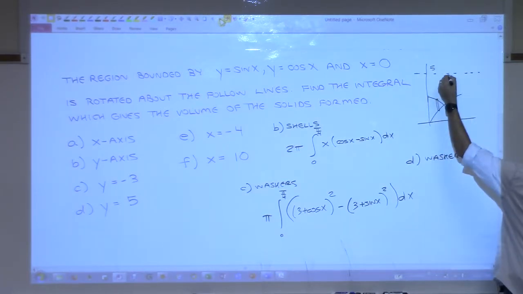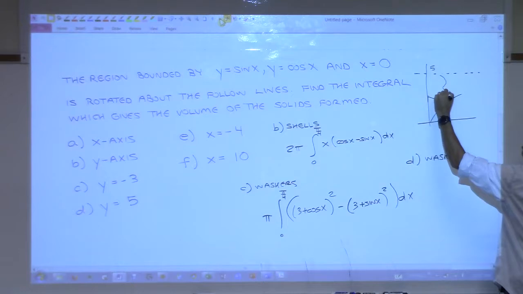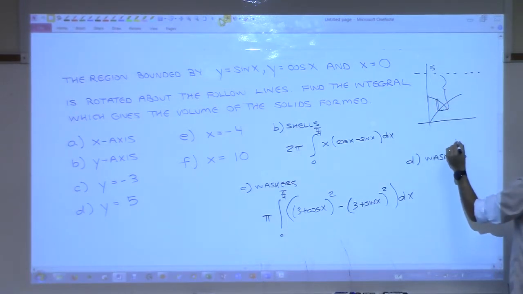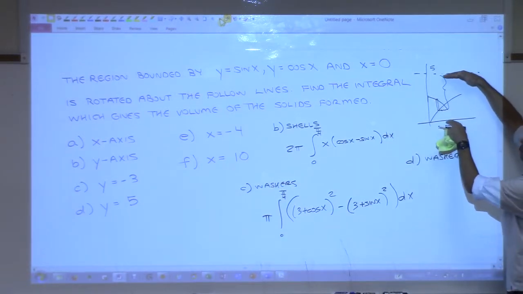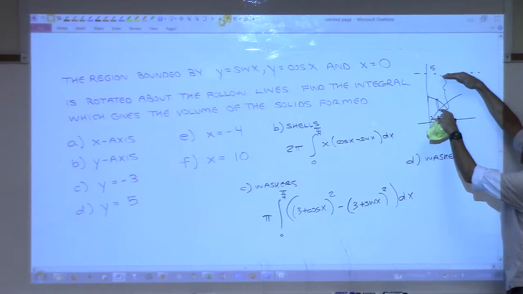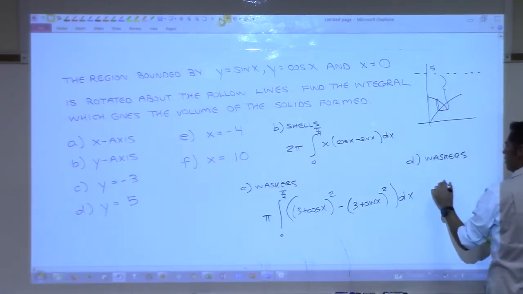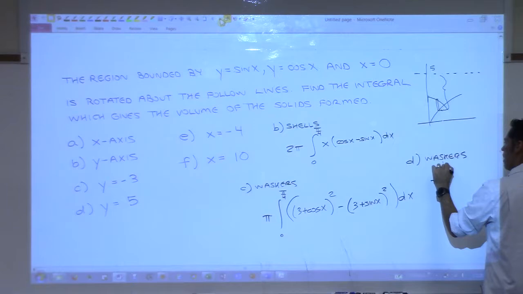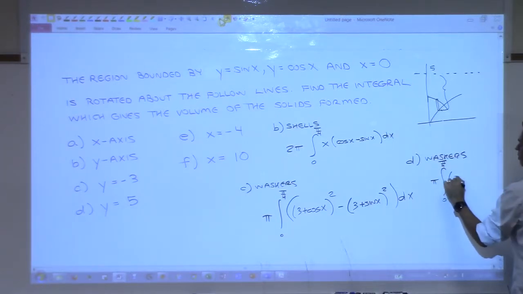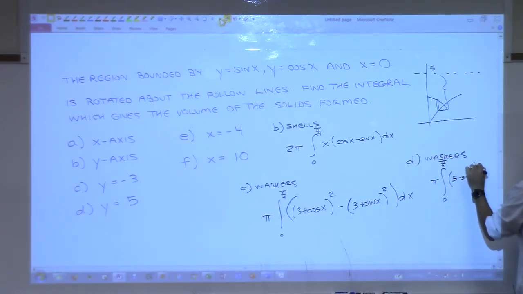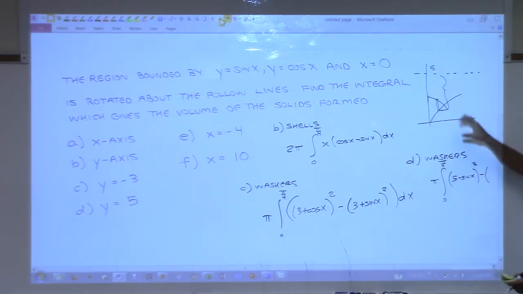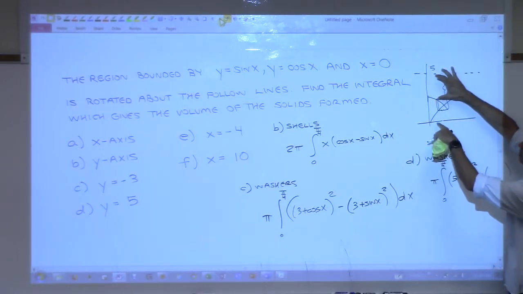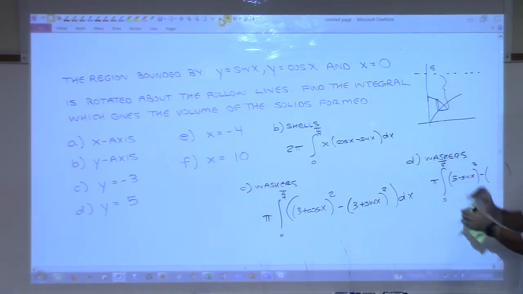And my outer radius is the distance from the axis of rotation down to the outer edge, which is here, right? That's my outer one. Let's see, what is that distance? 5. So this is 5, right? But you want to take away this much, and that's sine x. So you're going to be doing pi integral 0 to pi over 4 of the outer radius, which is (5 minus sine x) squared, minus, now you do the inner radius, which is the distance from here to here, which is 5, take away this height, which is cosine x, squared dx.